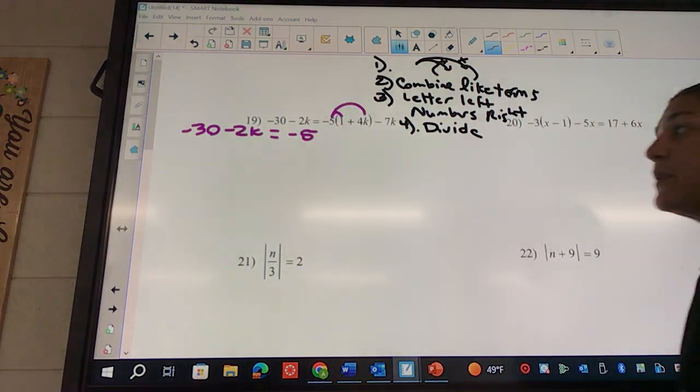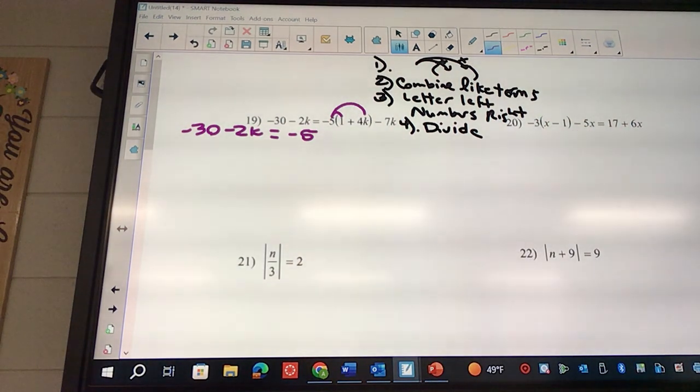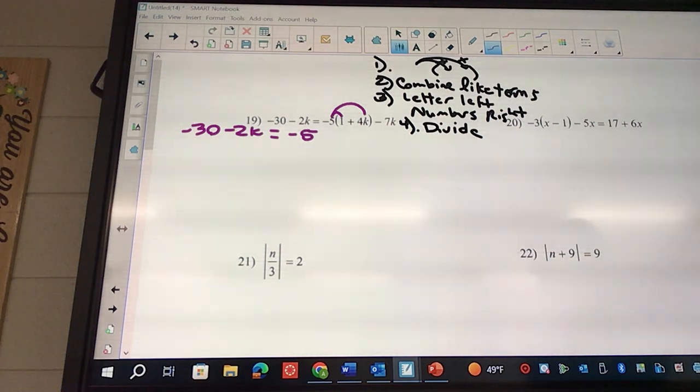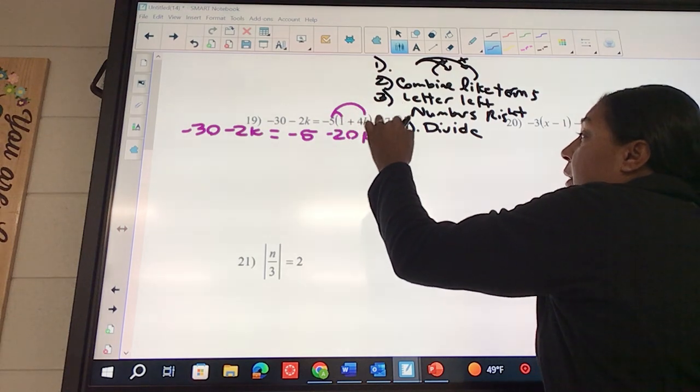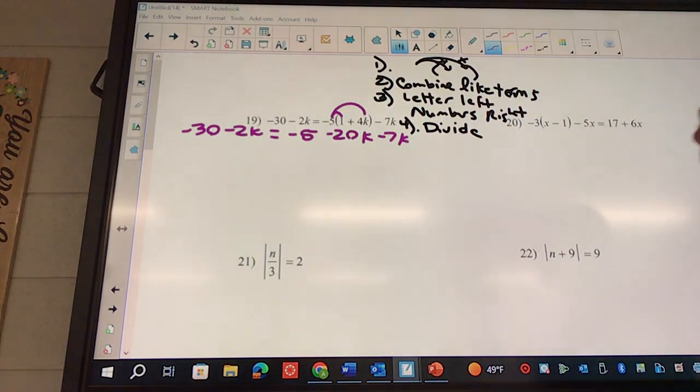Negative 5 times 4. So what? Negative 5 times 4. Negative 20. Okay, and then we're going to drop down this minus 7. Okay, so we did the first step. Now the second step says combine like terms.